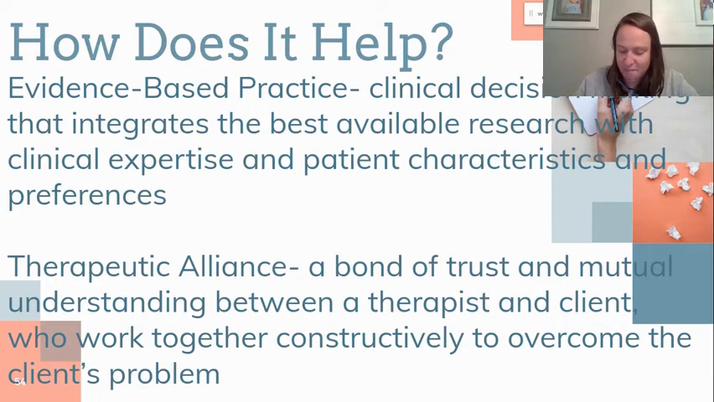That integrates the best available research with clinical expertise and patient characteristics and preferences. So it's everything I just said. What is the therapist really good at? What's their expertise? But what are you expecting? And what type of person are you? And what's the problem we're fixing? And what type of problem is it? And you put all that together to make a decision of how you want to be treated.